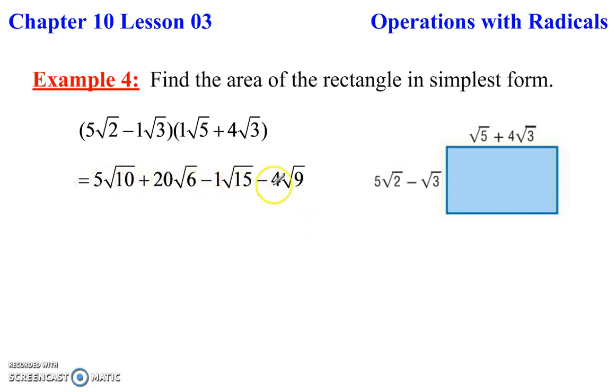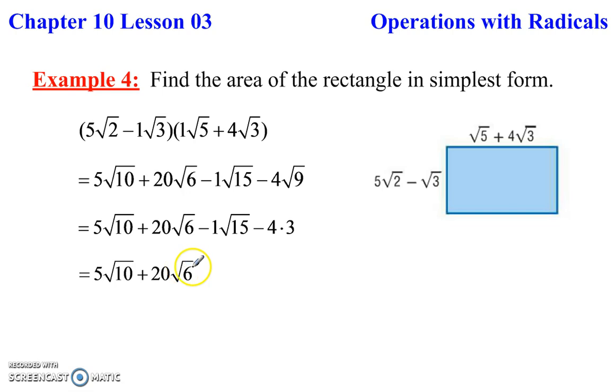All right, now we've done all the multiplication. Now we check to see is there anything we can simplify. Radical 10, that's just 2 times 5. Radical 6, that's just 2 times 3. Radical 15 is just 3 times 5. However, here we have radical 9, or square root of 9, and that is 3. So we can simplify that one. That gives us 12 there.